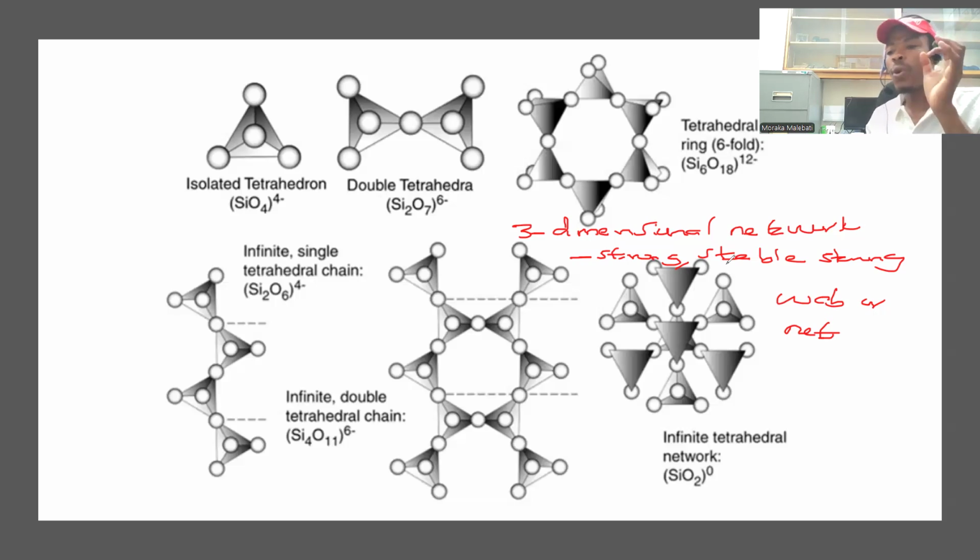And then these networks are incredibly strong, which is why quartz and feldspars are common and durable in rocks. They are common in many rocks because of their structure, because of this three-dimensional network, which is very strong and very stable because of the interconnection of these building blocks, which form a solid 3D shape. So that is that.